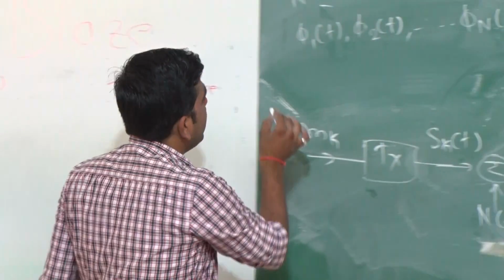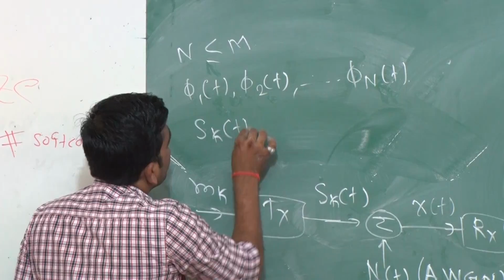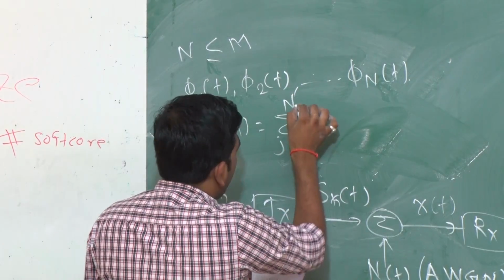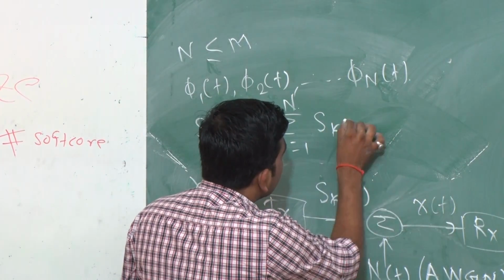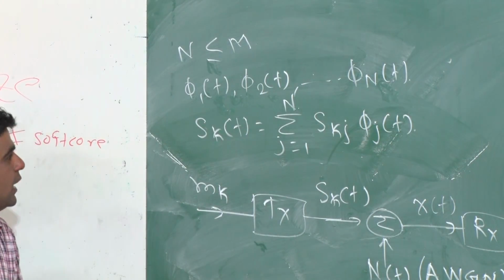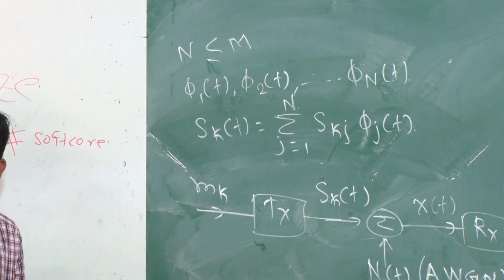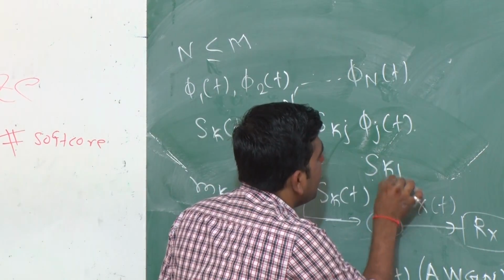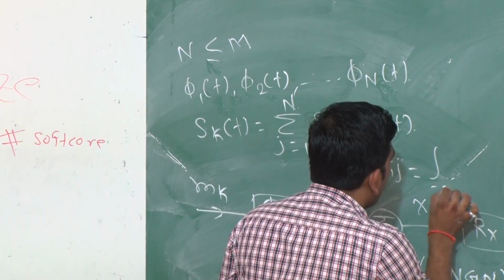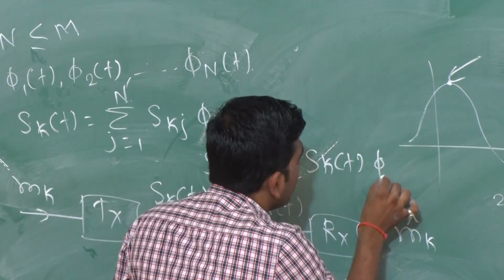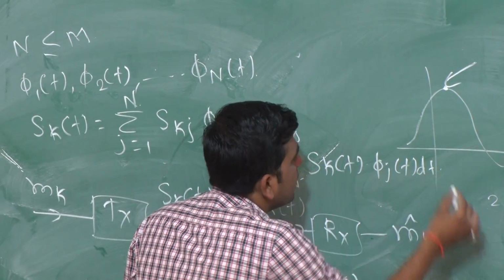for this space. So we can represent this signal sk of t, that is equal to summation over j is equal to 1 to N, skj into phi j of t. Here skj is nothing but the projection of kth signal on jth basis function, and here skj is nothing but integration over minus infinity to infinity sk of t into phi j of t dt.